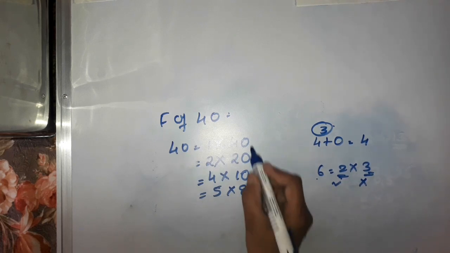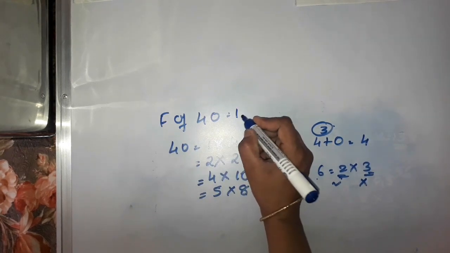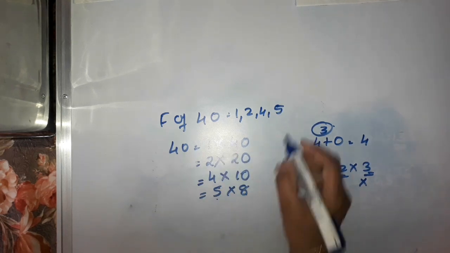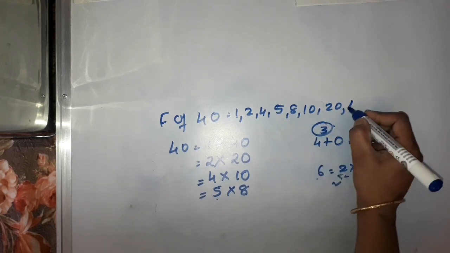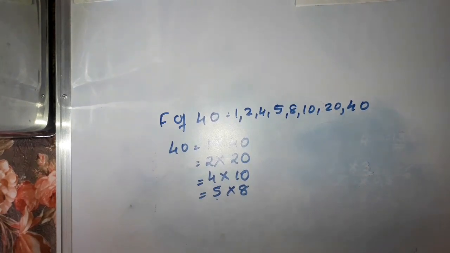So all the numbers in between we have tried out. So here which are the factors? 1, 2, 4, 5, 8, 10, 20 and 40. You can make a rainbow also like this.